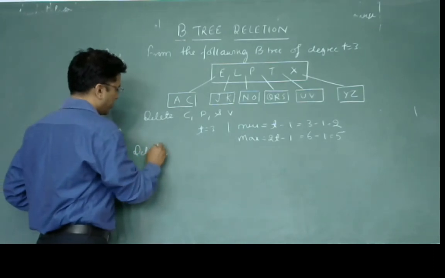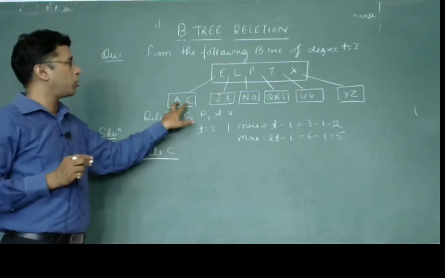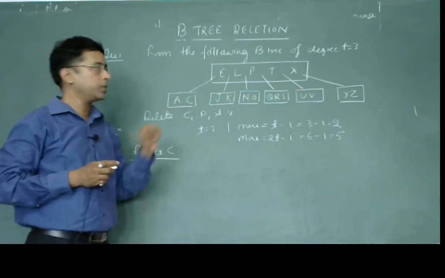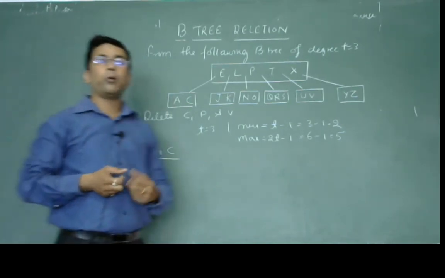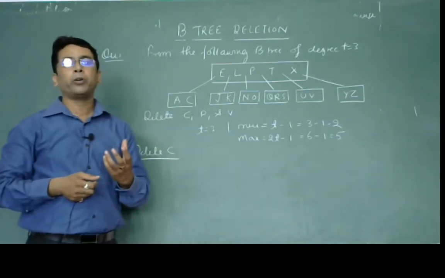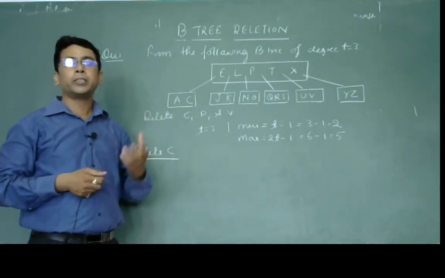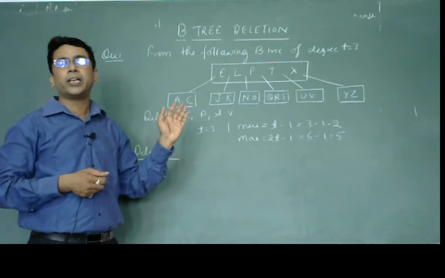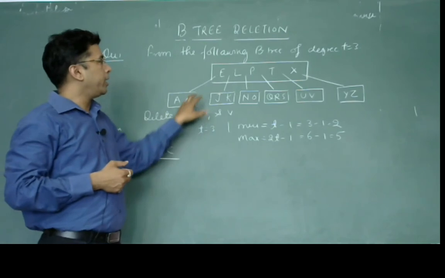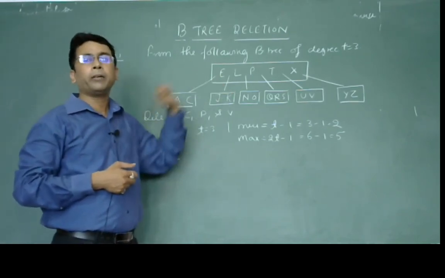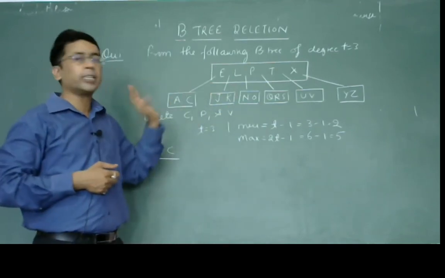Delete C. When we try to delete C, this node already has the least number of keys. If we eliminate C, it will try to borrow, to maintain the minimum number of keys in it. It will try to borrow from the left child or right child, but in this situation there is no left child and no right child, so it has no option. It may ask for an extra key from the parent, because the parent has 5 keys and it can lend one extra key to it.